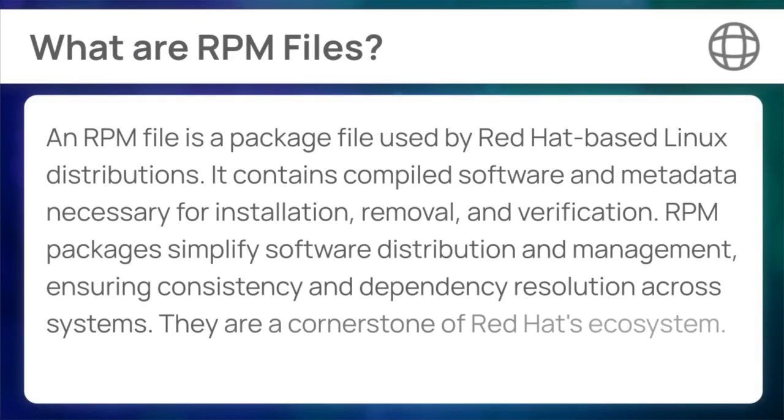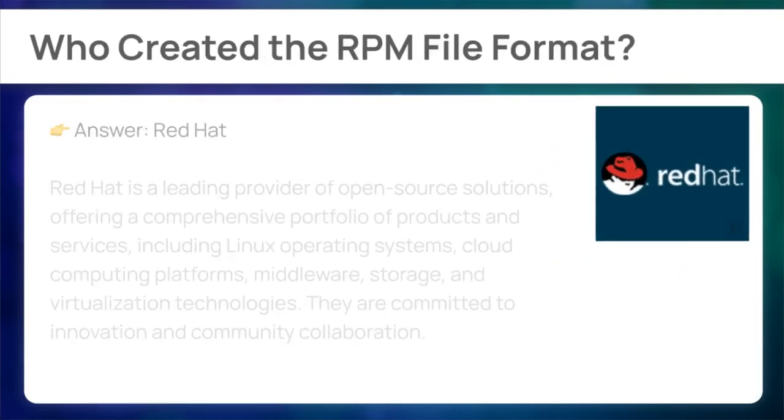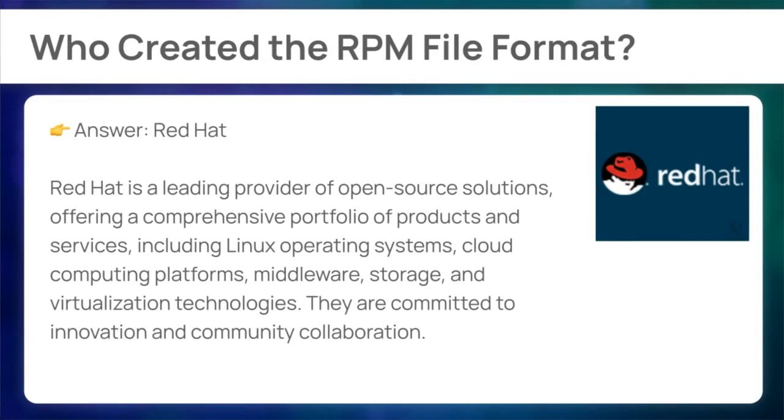An RPM file is a package file used by Red Hat-based Linux distributions. It contains compiled software and metadata necessary for installation, removal, and verification. RPM packages simplify software distribution and management, ensuring consistency and dependency resolution across systems. They are a cornerstone of Red Hat's ecosystem.